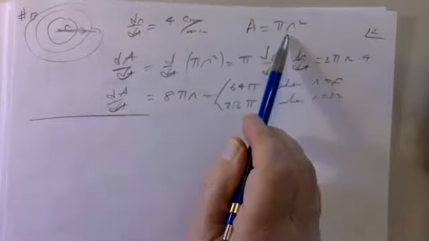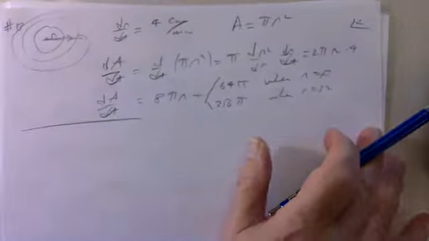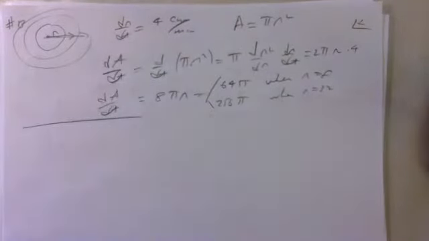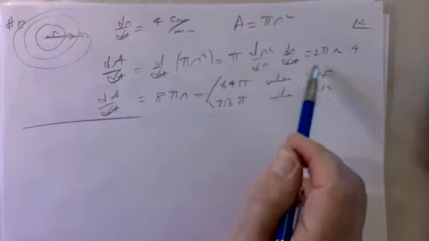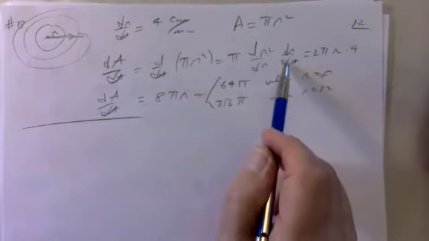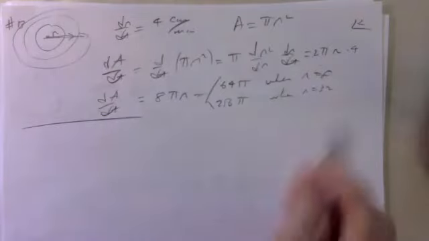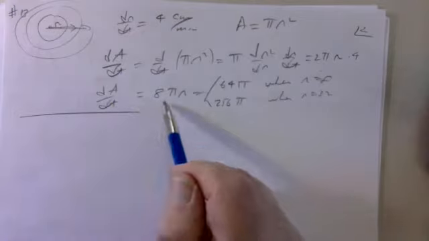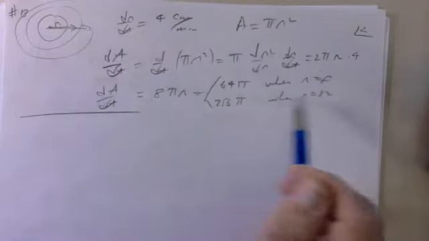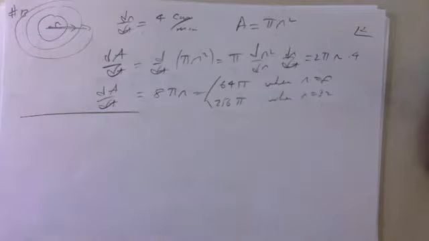So A, area, is pi r squared. I mean, you have to know that. If you don't know that, you can't do the problem, but that's one of the simple geometry formulas you're certainly expected to know. So dA/dt is 2 pi r dr/dt. And dr/dt, we're told, is 4. The radius is increasing at a constant speed. So 8 pi r is the rate of change of the area. When r is 8, it's 64 pi. When r is 32, it's 256 pi.